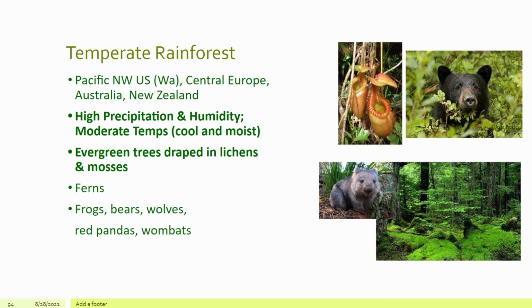Next, we're going to look at the temperate rainforest. We see it in the Pacific Northwest for US, like Washington State. It's also found in Central Europe, parts of Australia, and New Zealand. This area would have high precipitation and humidity, moderate temperatures, cool and moist, evergreen trees draped in lichens and mosses, ferns, frogs, bears, wolves, red pandas, and wombats all would be common to this area.